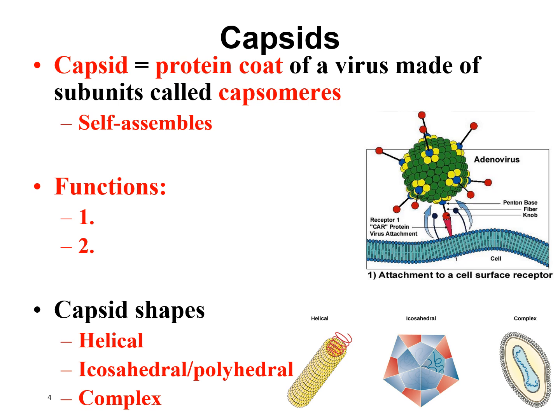There are three different shapes to the capsids. There are helical capsids, icosahedral capsids, and then complex capsids are just ones that don't fit into either helical or icosahedral, so they're just called complex.